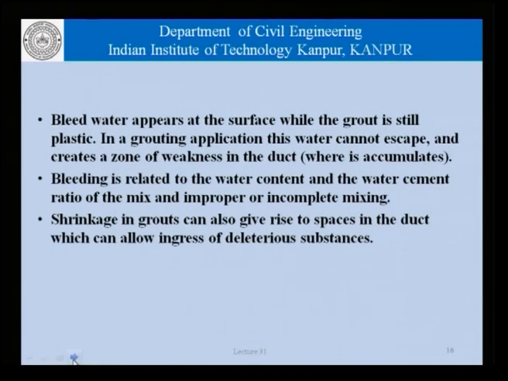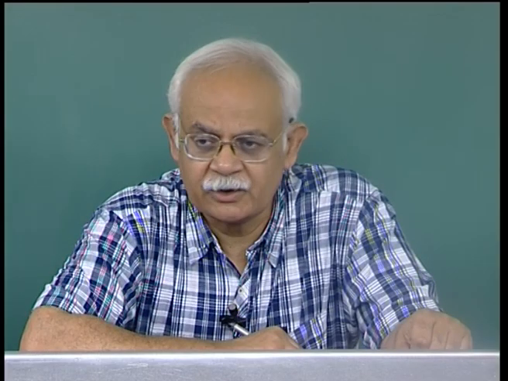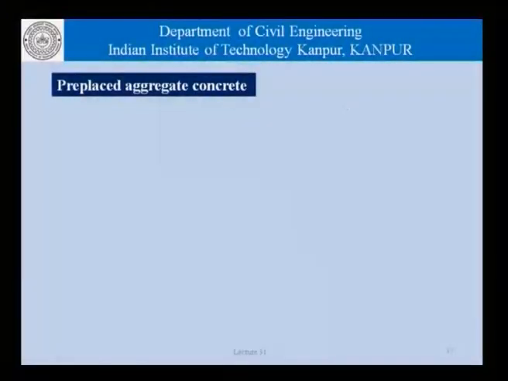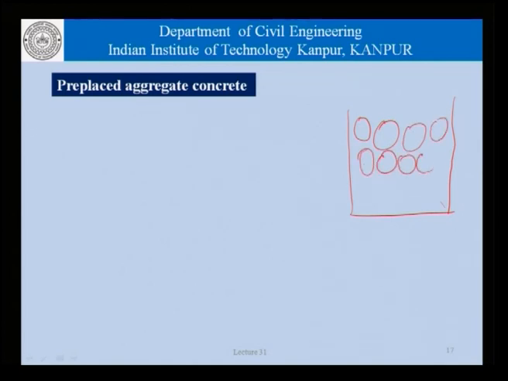So far we have discussed the issue of grouting in post-tensioned pre-stressed concrete tendons. The principle of grouting is the same, but now let us spend a little bit of time talking about grouting in a pre-placed aggregate concrete system. Now, as the name suggests, pre-placed aggregate concrete refers to a situation where wherever we want the concrete, instead of trying to cast the concrete there, we place the aggregate first and then try to fill this space with cement mortar.